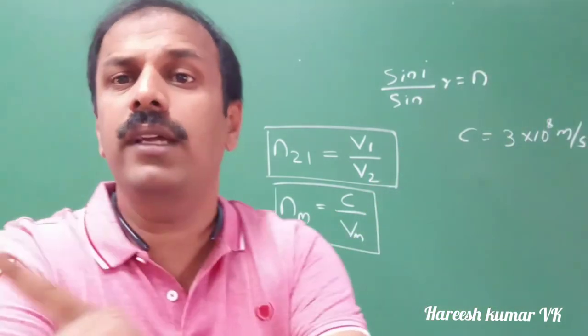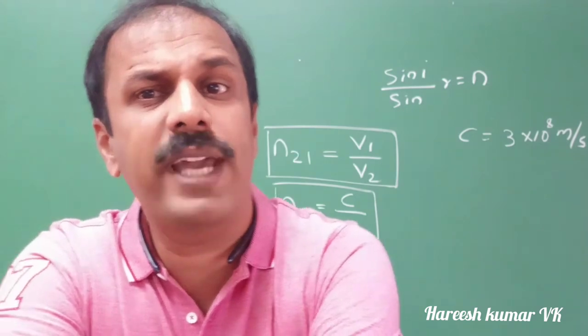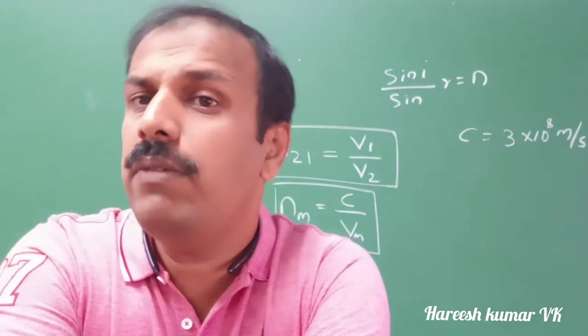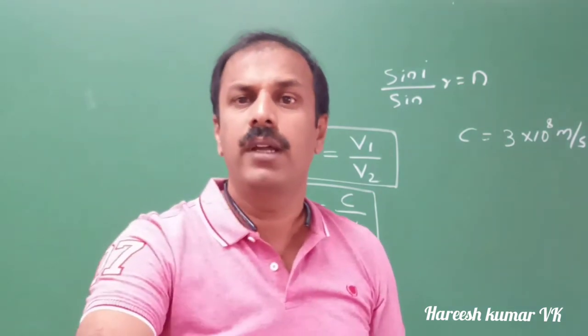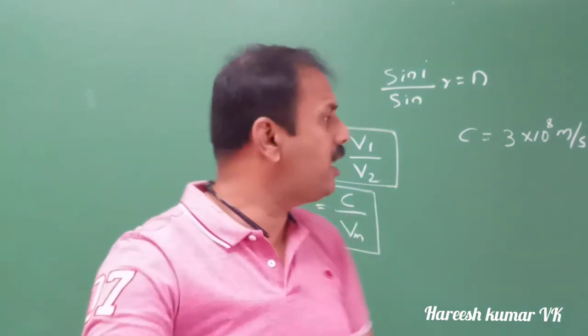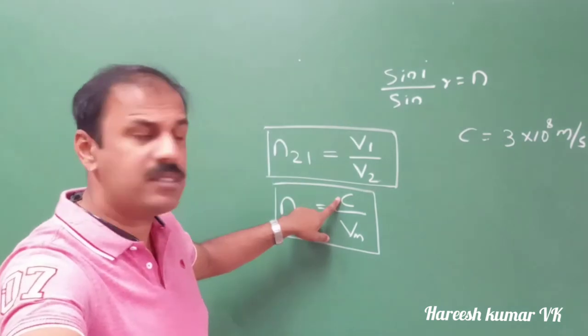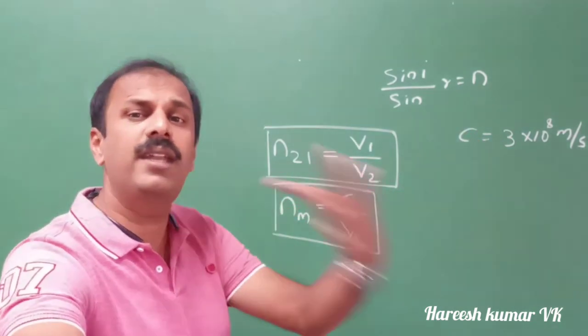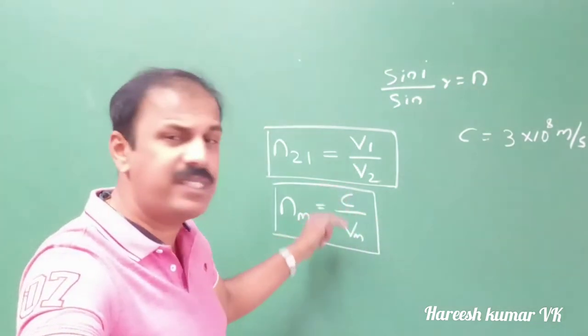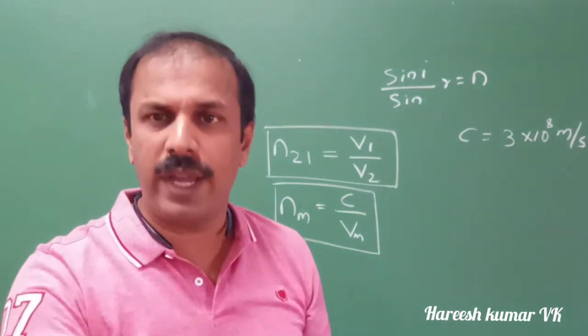You know one thing, the speed of light is maximum in vacuum. So whenever we calculate the absolute refractive index of any medium, it should be more than 1, because the speed of light in vacuum is 3 into 10 to the power 8 meter per second. If you take any other medium, the speed will be less than that. So the absolute refractive index is more than 1.